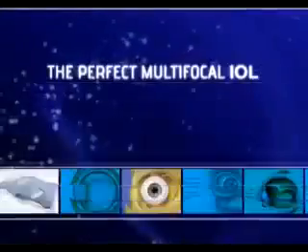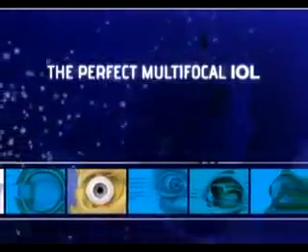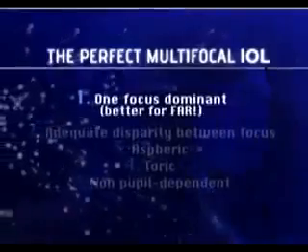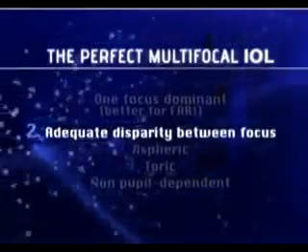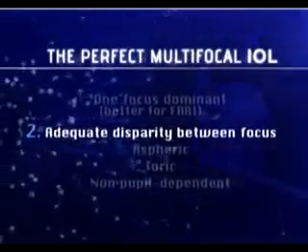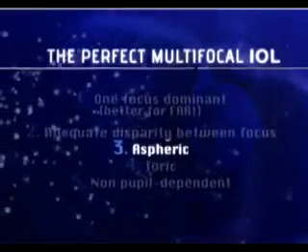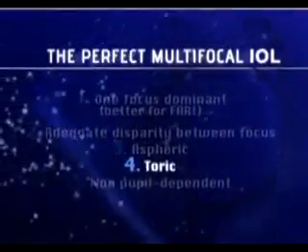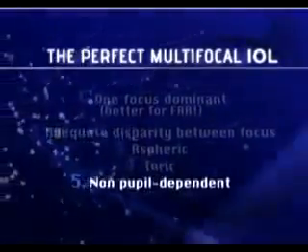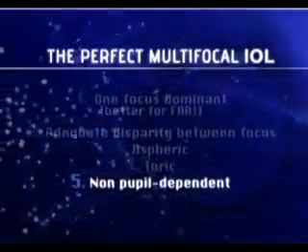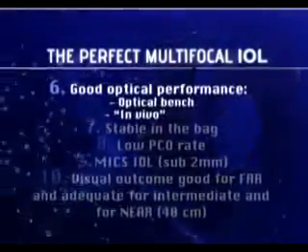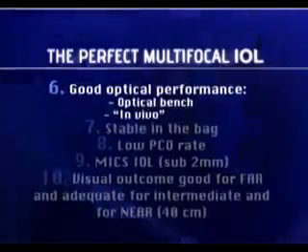The first things that we would like to define are the characteristics of the perfect multifocal intraocular lens. The perfect multifocal lens should have a focus which is dominant for far. It should avoid the overlapping of foci, providing the adequate disparity between foci. It should be aspheric in order to improve the optical performance. It should be toric to correct astigmatism and, if necessary, pupil independent to be able to function in different environmental light conditions. Optical performance should be very good on the optical bench and indeed when inside the eye.